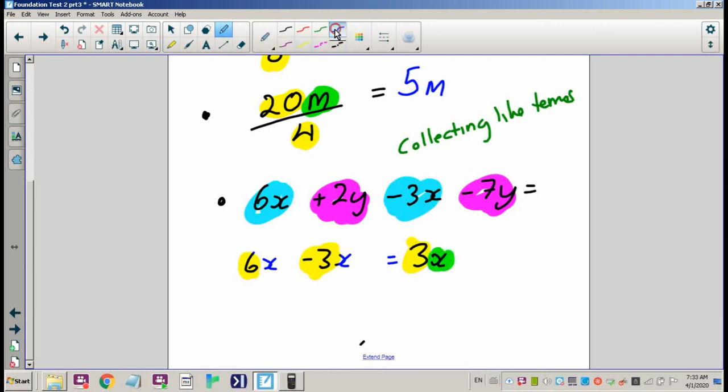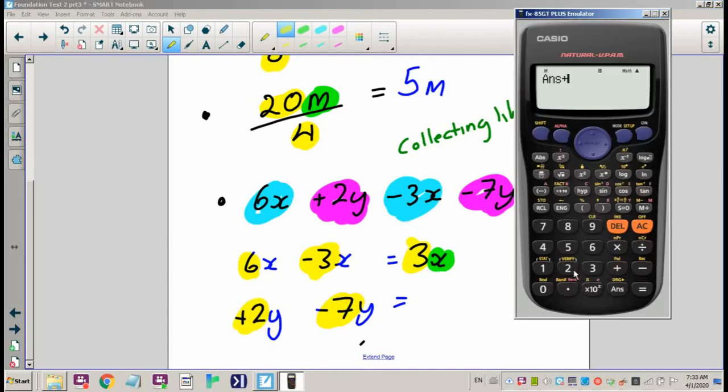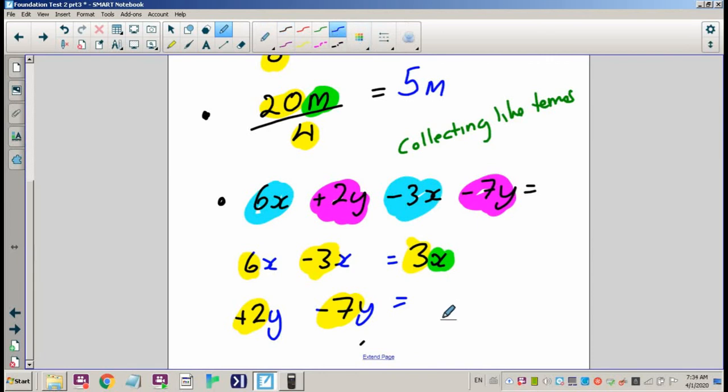What about the y's? Let's deal with those. What did we have? We had plus 2y take away 7y. So I'm going to deal with the number bit first. Plus 2 take away 7. Plus 2, let's just clear it. Plus 2 take away 7 equals, there you go, minus 5. So the number part of my answer is minus 5.